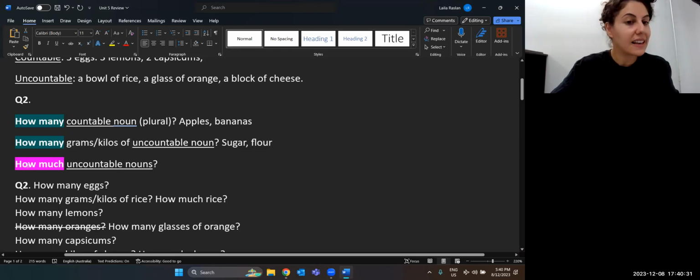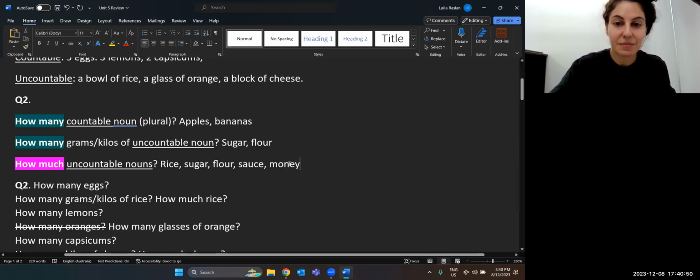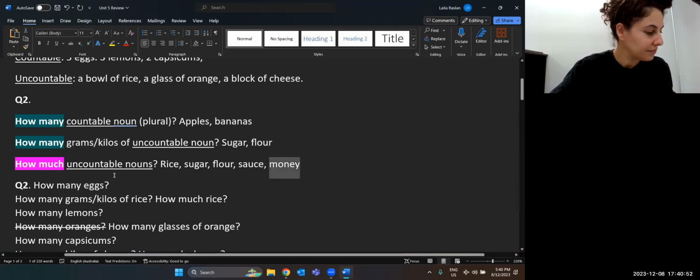Now, we only say how much for uncountable nouns. So like, how much rice do you want? How much sugar do you want? How much flour do you want? How much sauce? How much money do you want? Yeah, even though it's not food, it's an uncountable noun.